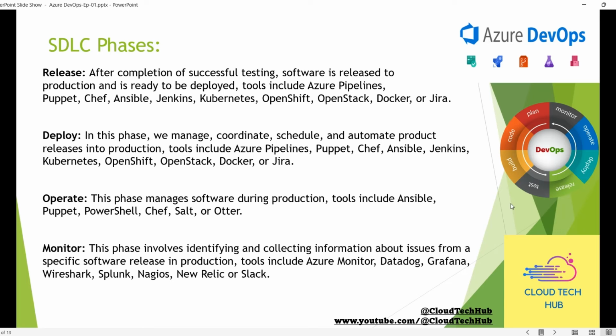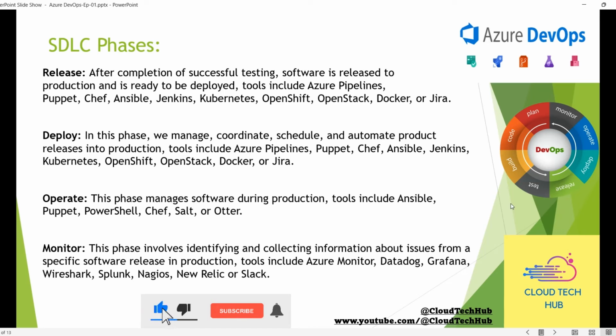Deployment is the sixth phase of the SDLC. In this phase, we manage, coordinate, schedule, and automate product release into production using different tools such as Azure Pipelines, Puppet, Chef, Ansible, Jenkins, Kubernetes, and so on.